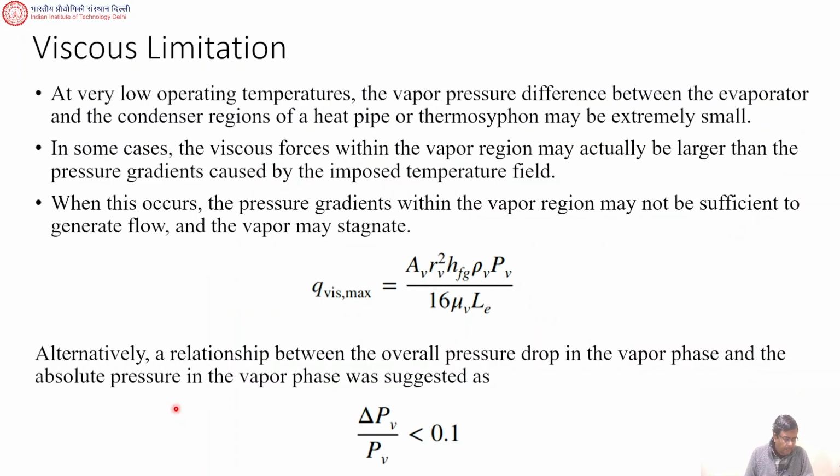Right. And there is also the viscous limitation. At low operating temperatures, the vapor pressure difference between the evaporator and condenser may be extremely small. So the viscous forces may be such that there is not enough pressure difference in the vapor between the evaporator and the condenser, and there is a viscous effect. So the vapor will have a tough time moving to the condenser. Okay, so this is primarily a viscous effect, right?